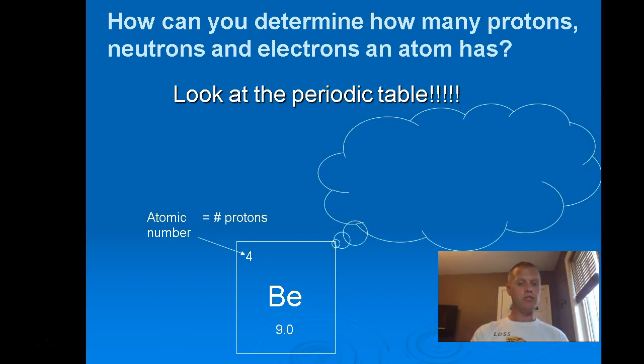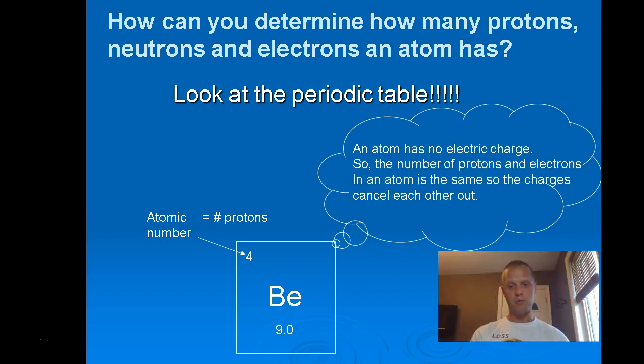Now, interestingly enough, when we start drawing atoms, they're all going to have the same positive charge as they do negative charge. So if I've got 4 protons, that means I'm also going to have 4 electrons, because protons are positive and electrons are negative. And that's basically what I've written in this thought bubble here.